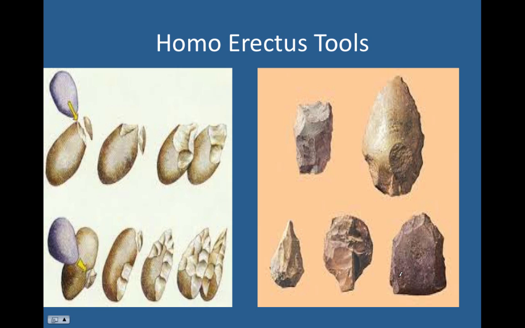These are some examples of some tools. On the left is the technique we think you use to make those tools. And on the right, we have things like this guy right here. And really, believe it or not, these are scrapers. These would be used to scrape the fat off animal hides. It would be used to cut up the meat. These are really just cutters and scrapers. We don't have arrowheads, we don't have spears in the sense of stone tips. And of course, no metal. All right, we're just using stone here.